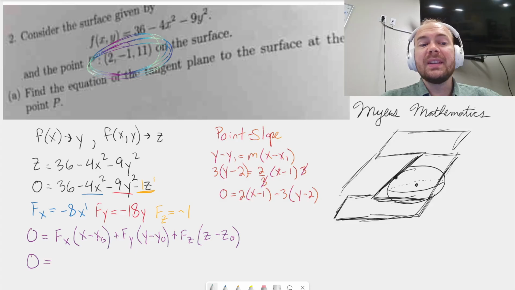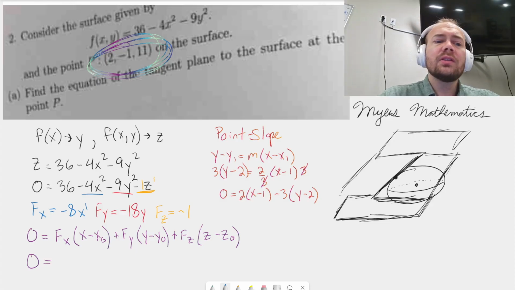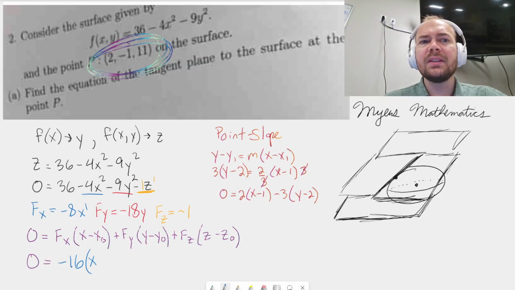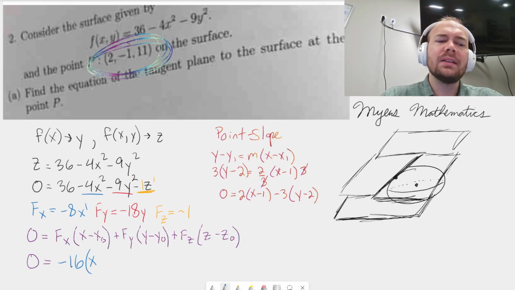So specifically for fx, it's going to be negative 8 times x, which is 2. So negative 8 times 2 is negative 16. And then x minus x naught. And that x naught, the x sub 0, that's our initial point. We know for sure that it's going to go through that point. So why not just use that point? It's going to go through 2, negative 1, 11. So x minus 2.